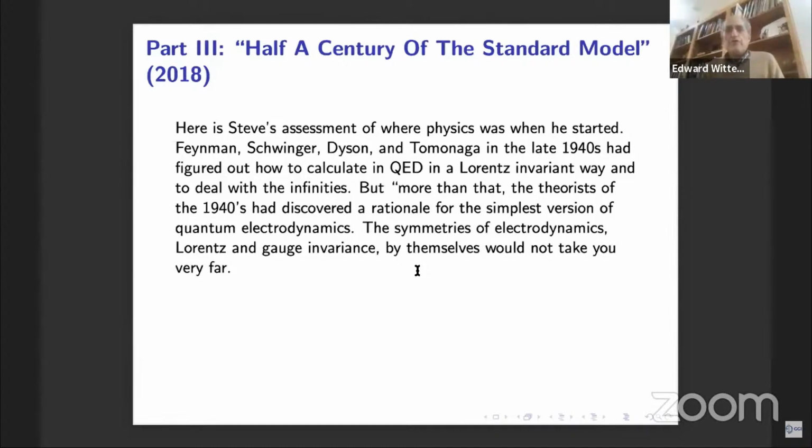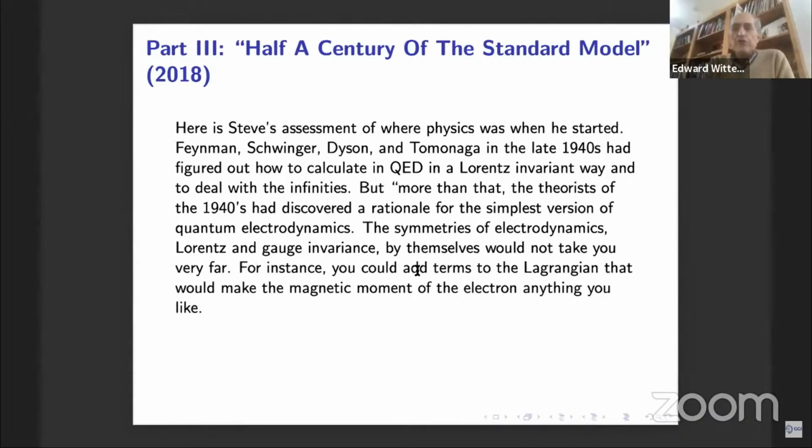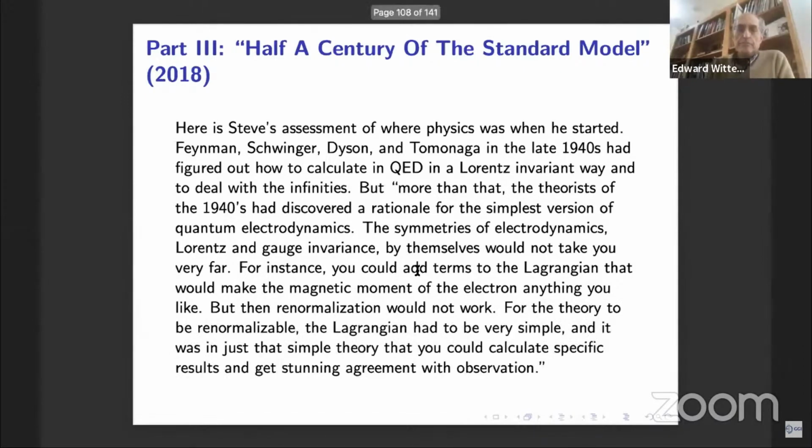The symmetries of electrodynamics, Lorentz and gauge invariance, by themselves would not take you very far. For instance, you could add terms to the Lagrangian that would make the magnetic moment of the electron anything you like. But then renormalization would not work. For the theory to be renormalizable, the Lagrangian had to be very simple. And it was in just that simple theory that you could calculate specific results and get stunning agreement with observation.